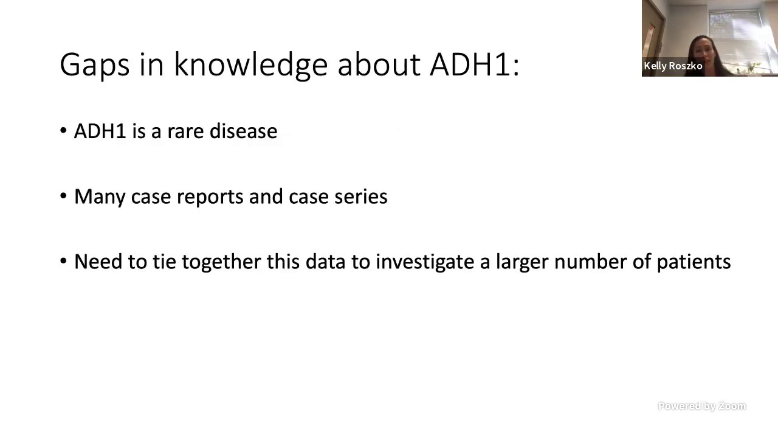So now that we've talked about ADH1, I'm going to tell you about some of the gaps in knowledge and a study that we did to learn more about this disease. So first, as I said, ADH1 is a rare disease, which means that there are many case reports that describe a single patient, or many case series, which talk about just a handful of patients. But there are not many very large studies that describe the disease in general. So we set out to tie this data together, and we aimed to pull cases out of the literature so that we could combine them together and make conclusions about a greater number of patients with ADH1.